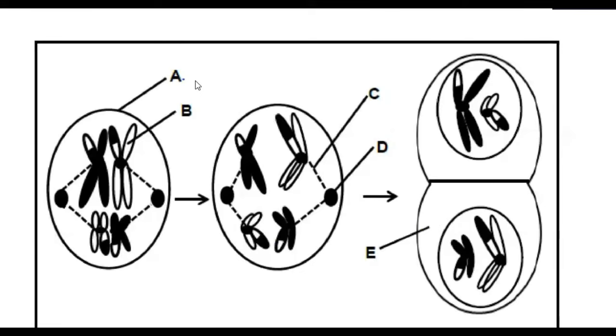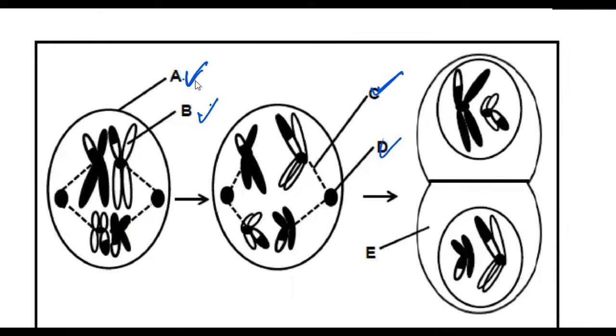What is A? In most cases, students confuse it with a nuclear membrane. This is not a nuclear membrane. You can't have a nuclear membrane when the cell is under metaphase. Therefore, this is the cell membrane. This is the chromatid. This is the spindle fiber, and then this is the centriole.